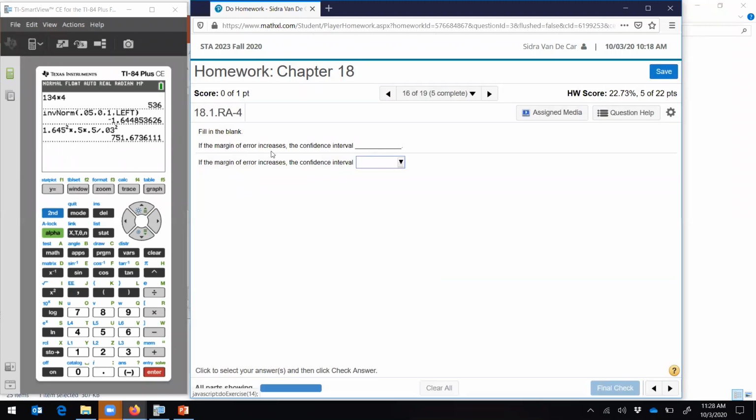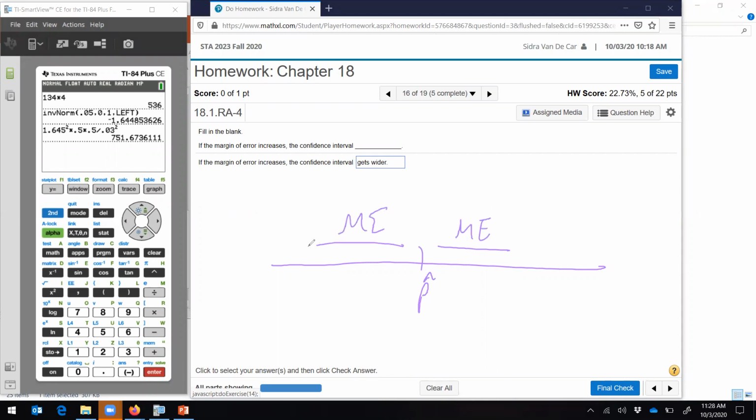If the margin of error increases, the confidence interval gets wider, right? Because think of that picture that I just drew right here. This is p hat. This is one margin of error this way. This is one margin of error this way. That forms the confidence interval. So if the margin of error is bigger, then the confidence interval is wider.